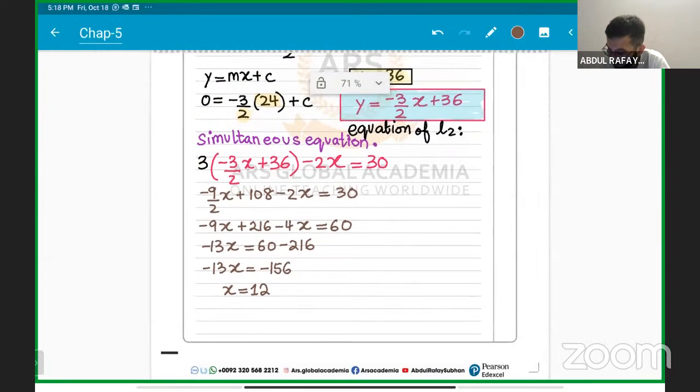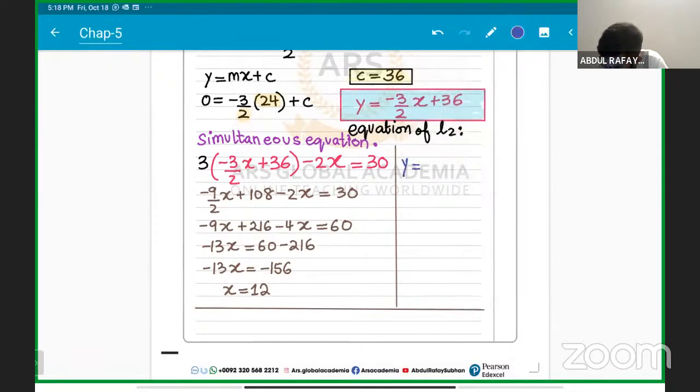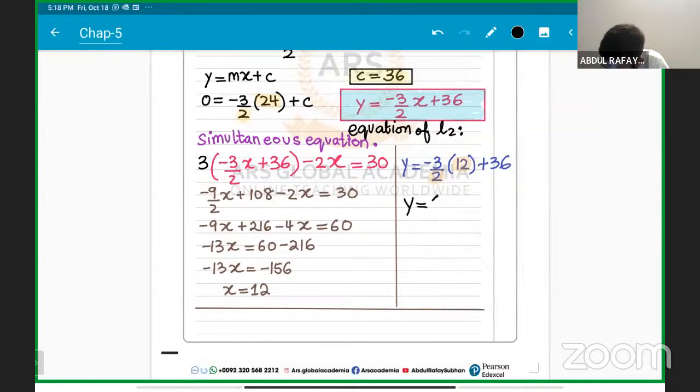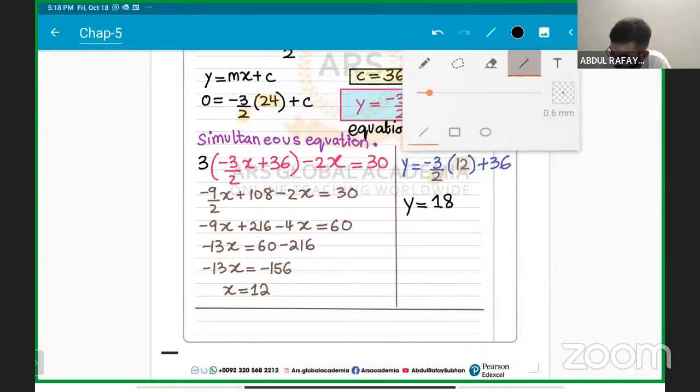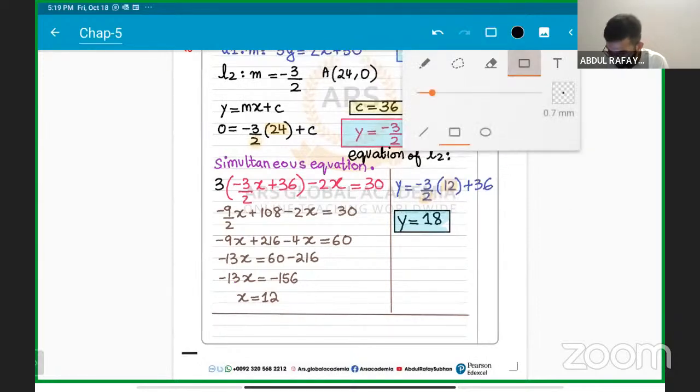The x coordinate is coming out as 12, and the y coordinate you just substitute somewhere here and you will get the y answer as well. That y is minus 3 over 2 times 12 plus 36. 2 ones are 2, 6 are 12. Any doubts? Minus 3 sixes is 18, minus 18 plus 36 is positive 18. So y is equal to positive 18 and x is equal to 12.